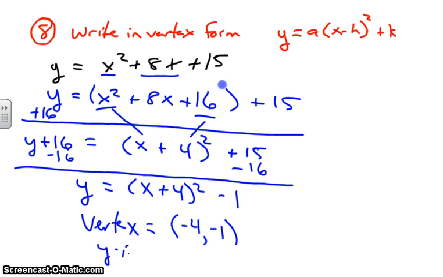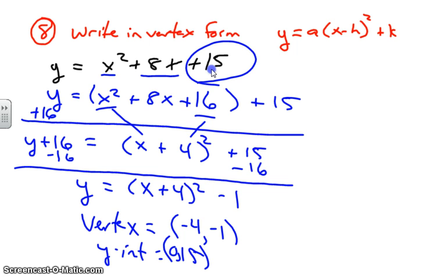And the y-intercept. Who knows it? The y-intercept? Wait a minute. This doesn't give us the y-intercept. You got to look up here. And it is 15. Or you could call it 0, 15 if you wanted to give it as an ordered pair, right? So when you want the y-intercept, you do not look at vertex form, you look at standard form. But if you want the vertex, you look at vertex form.